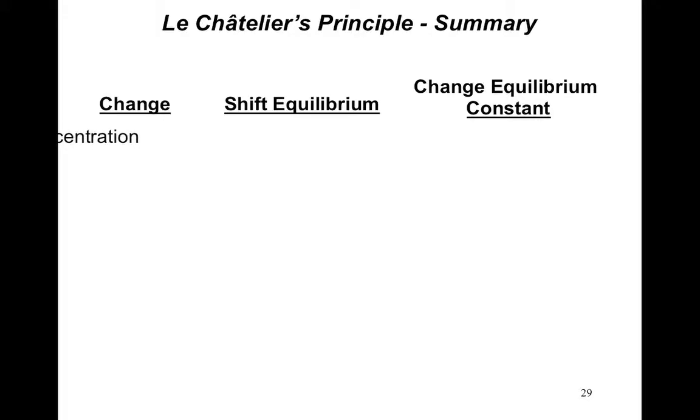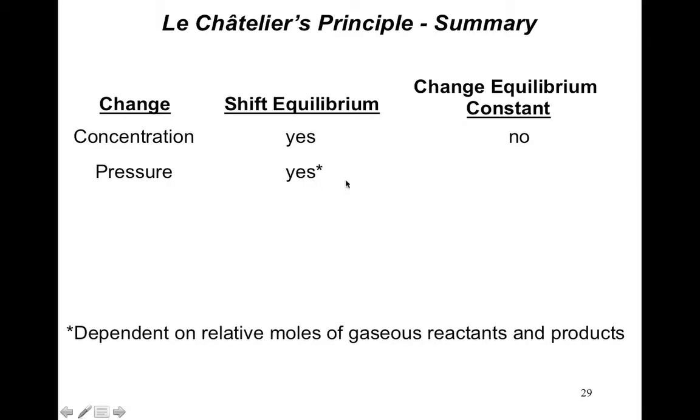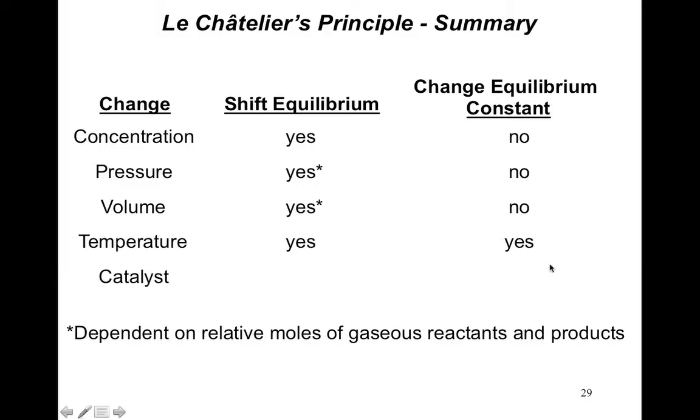So, in summary, things that will change your equilibrium and change your equilibrium constant. If you change your concentration, that'll shift your equilibrium, but it shouldn't change your constant. If you change your pressure, that'll shift your equilibrium if it's gases, but it shouldn't change your equilibrium constant. If you change the volume, that'll shift equilibrium if it's gases, and it won't change your equilibrium constant. Temperature will shift your equilibrium if you're exothermic or endothermic, and it will change your equilibrium constant. A catalyst will not change your equilibrium, and it will not change your equilibrium constant. Just makes it quicker. And with that, guys, I think we are pretty much wrapped.